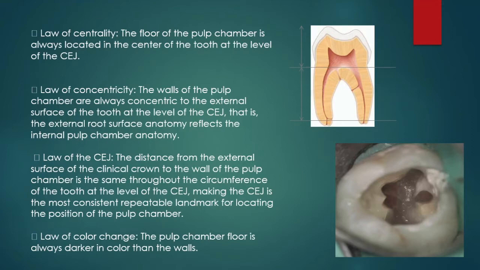The next law is the law of color change. This is a very important law, especially when you are doing the treatment under magnification. In this law, we have to know that the pulp chamber floor is always darker in color than the surrounding vertical walls. You can see this in the photo. You can see how the pulp chamber is much darker in color, almost brown, when it's compared to the vertical surrounding walls, which are much lighter.